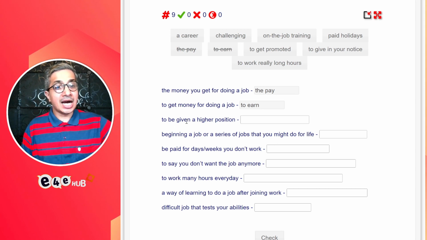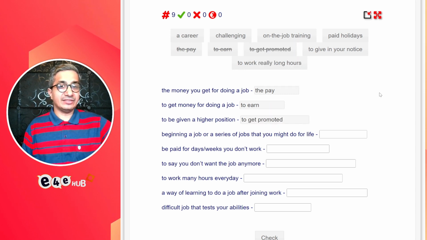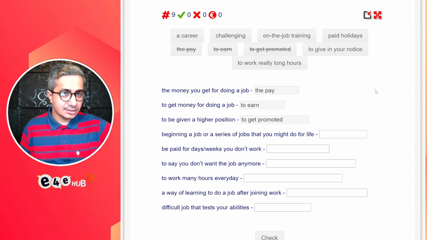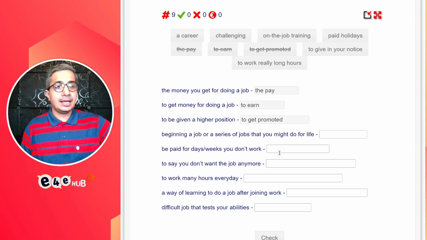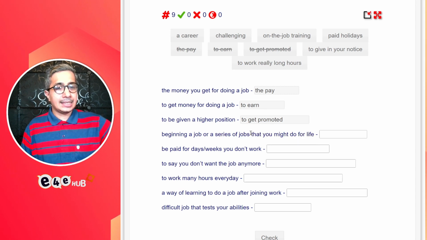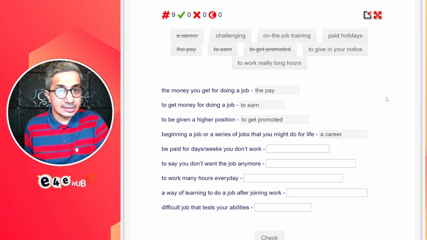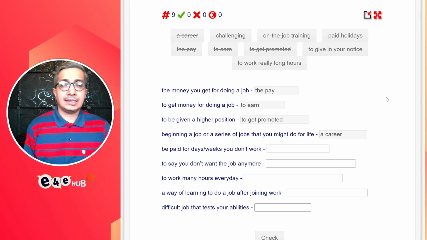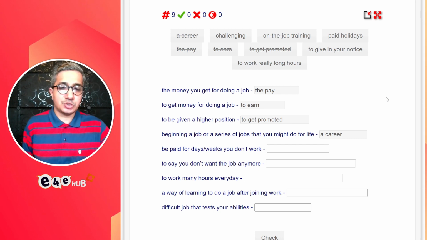To be given a higher position, promotion, to get promoted, is to be given a higher position, more salary, more responsibilities. Beginning a job or a series of jobs that you might do for life, it's a journey, so it's a career. A career in medicine, a career in cricket, a career in management, and so on.